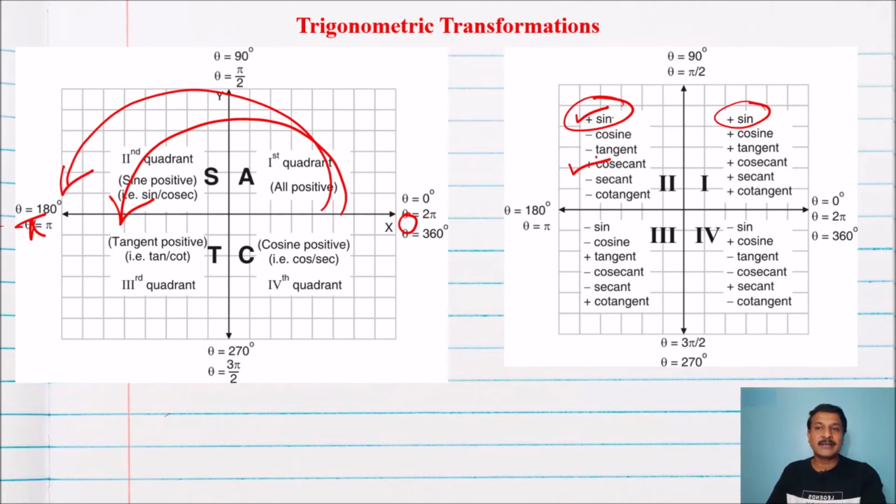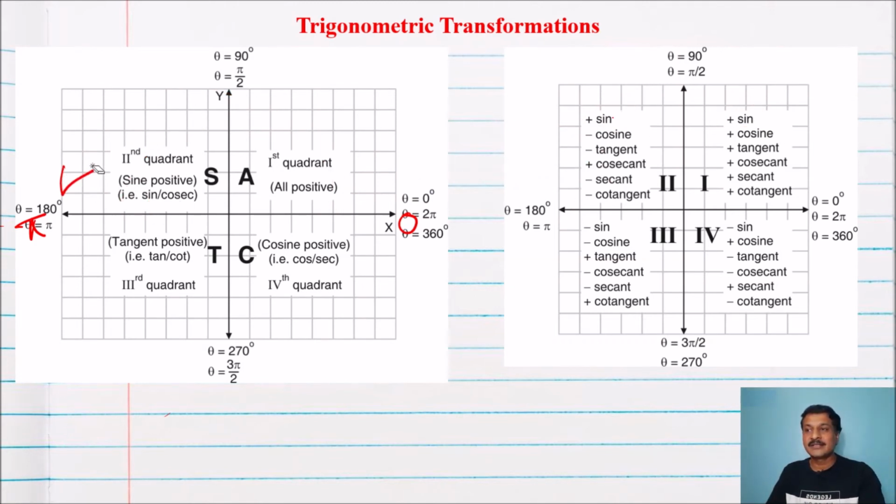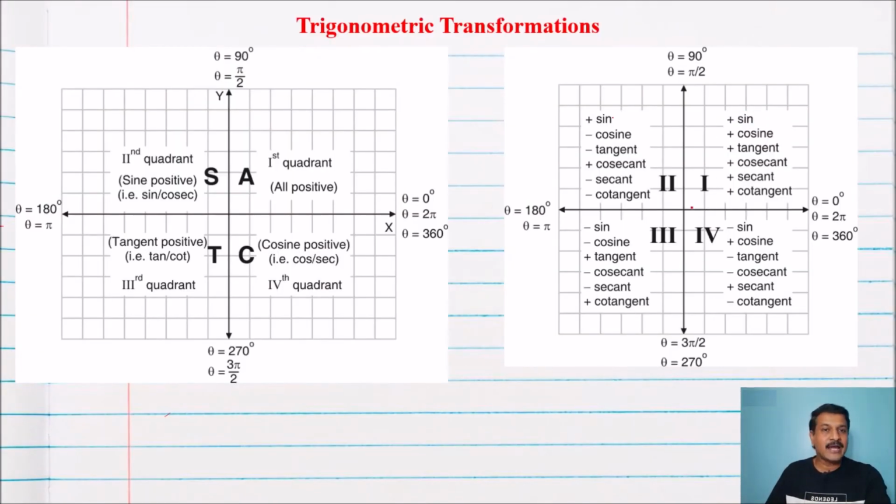But what about the remaining? If we consider cos, then from 0 to pi by 2 cos is positive, but from pi by 2 to pi it is negative. And if we consider from 0 to 2 pi, then sine, cos, tan, cosec, sec and cot, all trigonometric functions are two times positive and two times negative. Very interesting. That is why by using this transformation, we can extend our reduction formula from 0 to pi by 2 to 0 to pi and 0 to 2 pi by using properties.